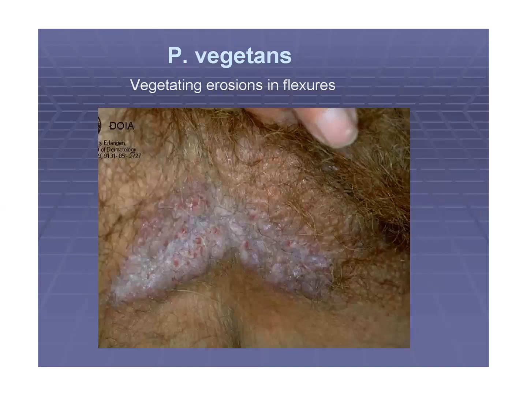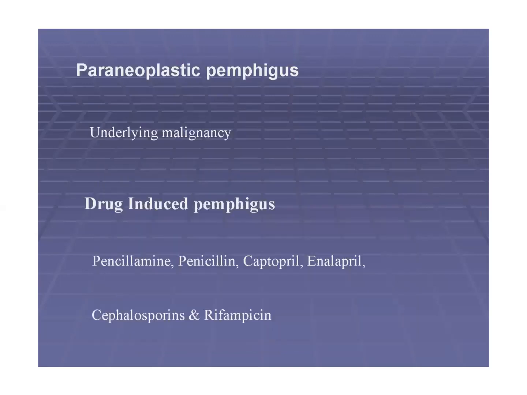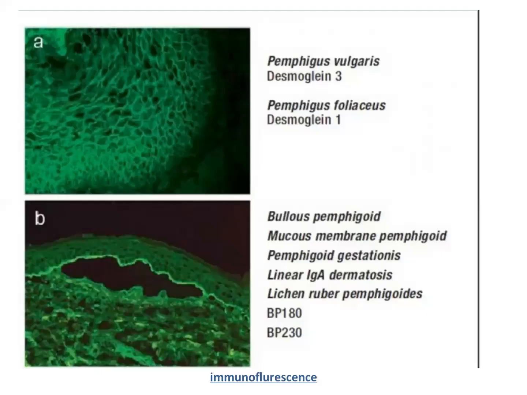Pemphigus vegetans is present in the flexures. Paraneoplastic pemphigus occurs because of underlying malignancy, then the drug-induced pemphigus due to penicillamine, penicillin, captopril, enalapril, cephalosporins, and rifampicin.